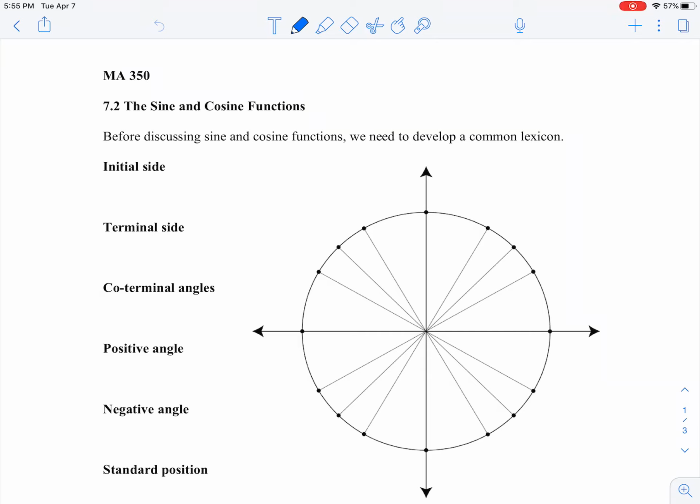7.2, the sine and cosine functions. Before discussing sine and cosine functions, we need to develop a common lexicon. The initial side of an angle is the side we begin our measurement from.